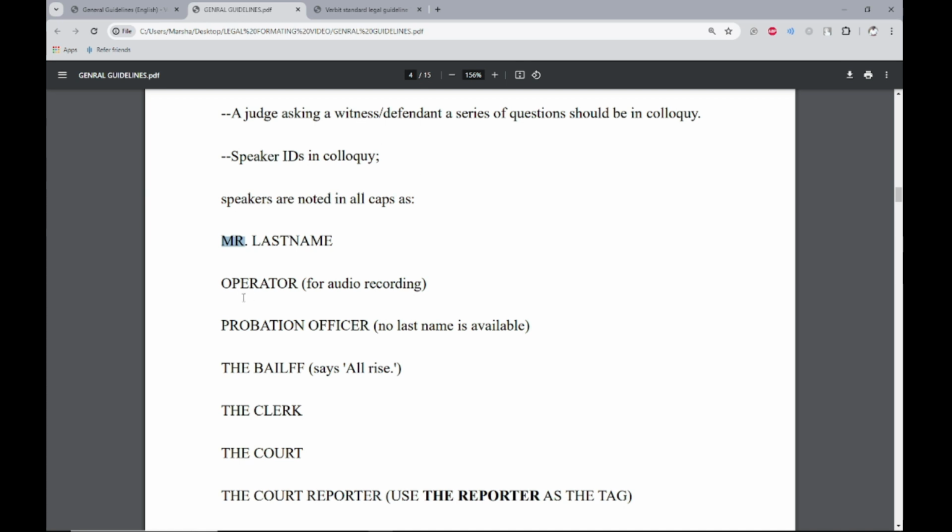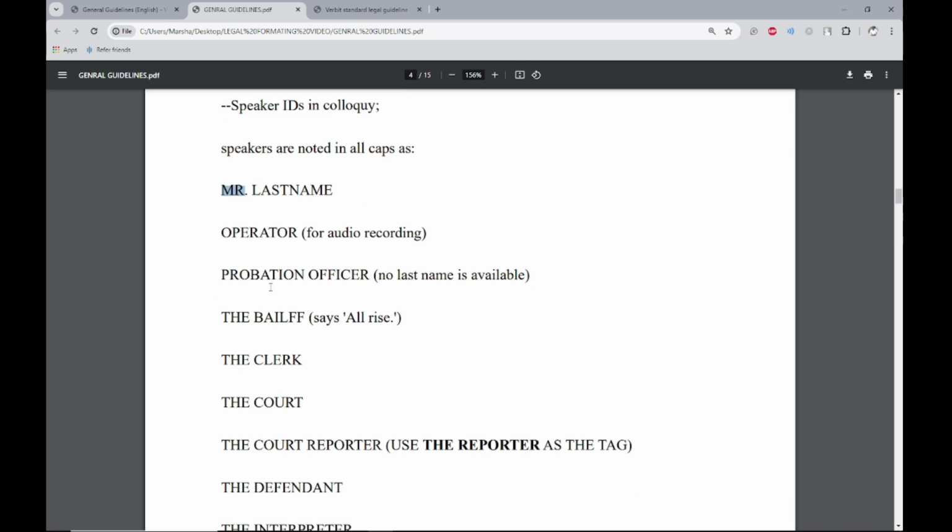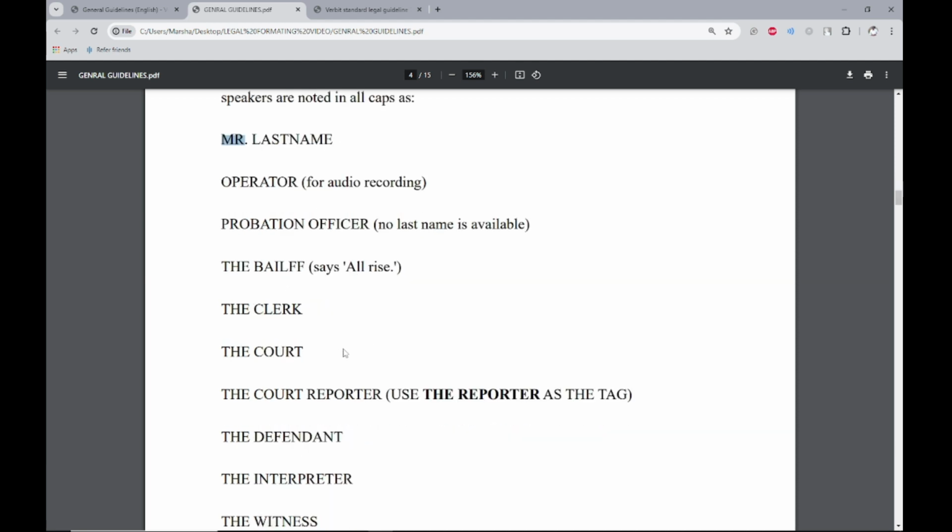Okay, then we have the operator. Most of the legal transcripts don't have the operator, but some of them you are going to encounter that operator. Okay, then we have probation officer. This one is also not in most of the legal transcripts. Okay, then we have the bailiff. In most of the hearings, you are going to encounter the bailiffs. If it's a jury trial or jury selection, you are going to see the bailiffs a lot. And the bailiff is the person who is saying all rise. Most of the time they only say that, all rise, just that. So that's the bailiff.